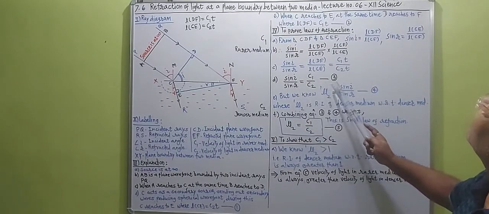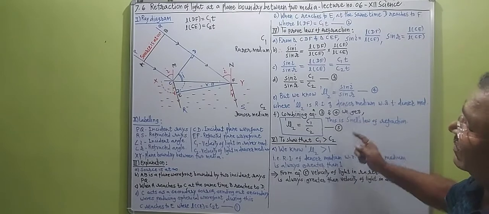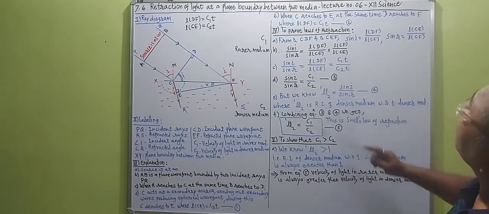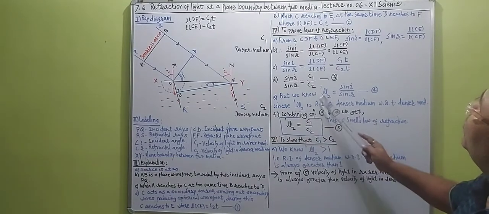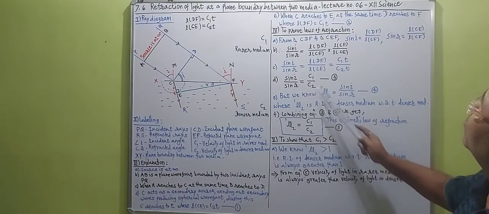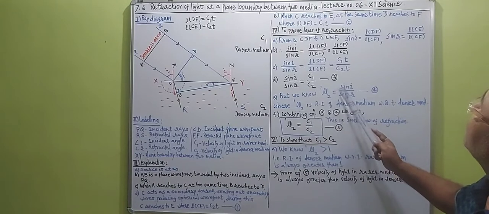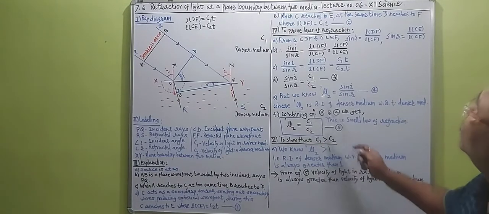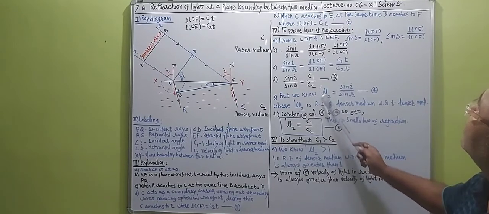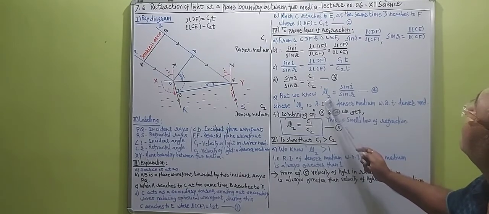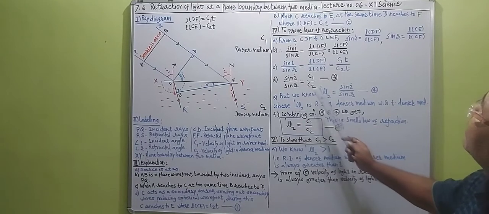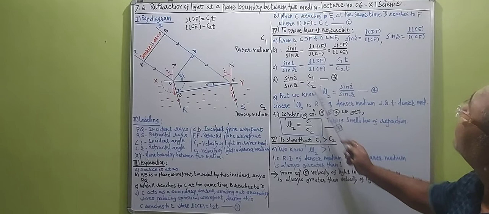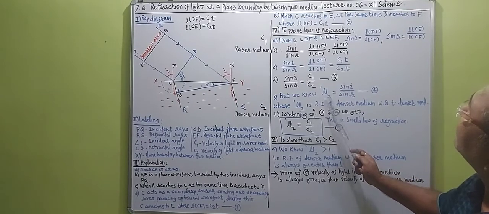This is equation number 3. I have taken this equation 1, this is 2 and this is 3. But we know mu1 2 is equal to sin i upon sin r. This general formula we know. What is mu1 2? This is refractive index of second medium with respect to first medium. But first medium is rarer medium and second medium is denser medium.